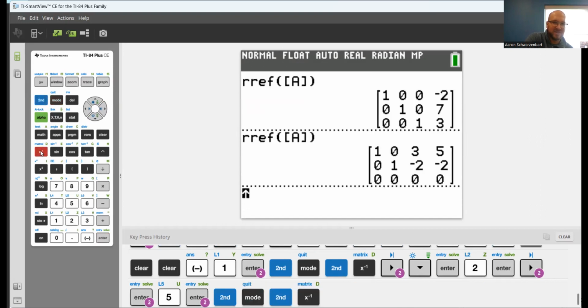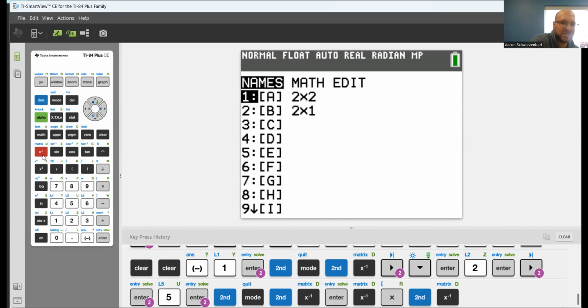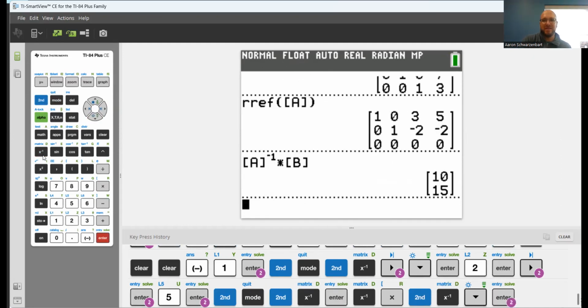Now I'm going to take matrix A. I go names, matrix A. The X inverse key is the first function of the one that's matrix times matrix B. Top one's X, bottom one's Y. Here, X equals 10, Y equals 15. That's example 7. That's pretty straightforward.